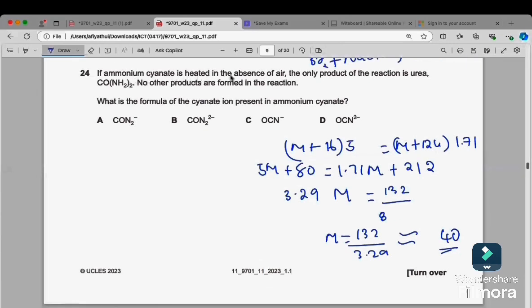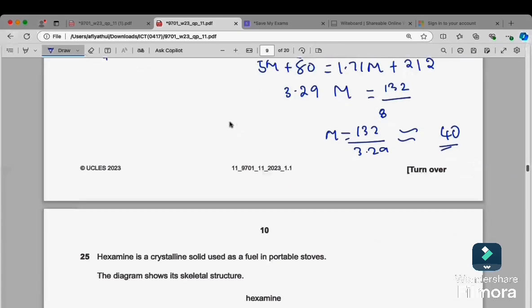If ammonium cyanate is heated in the absence of air, the only product of the reaction is urea. No other products are formed in the reaction. What is the formula of the cyanate ion present in ammonium cyanate? Okay, so the ammonium cyanate should be NH4 cyanate. So it will be plus and this will be minus. So the cyanate ion should be OCN minus. So it should be C.